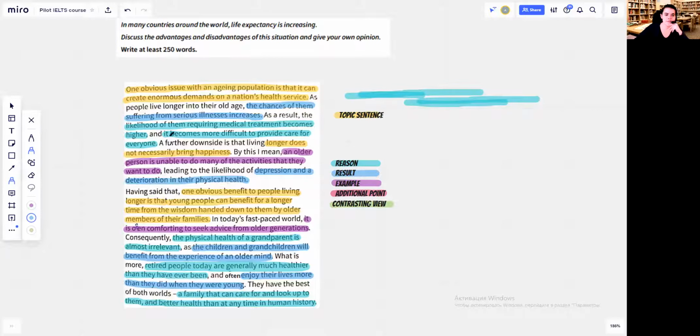Wait a second, if it is a result, you will ask me, why is this marked as a reason? And you would be absolutely right. As a result, the likelihood of them requiring medical treatment becomes higher. Of course, this is the result of serious illnesses. Now, I should probably be more careful with that.